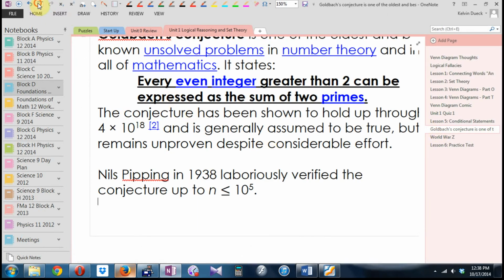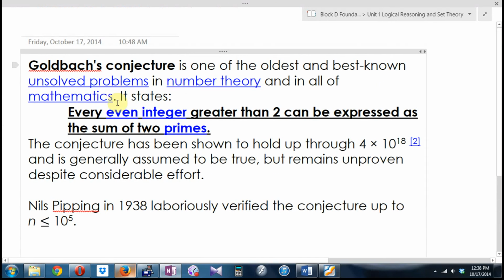Goldbach's conjecture, very famous. It's been around for about 150 years. Goldbach was a mathematician, and he noticed a pattern. He said, you know what? He said every even integer greater than 2 can be written as the sum of two prime numbers.